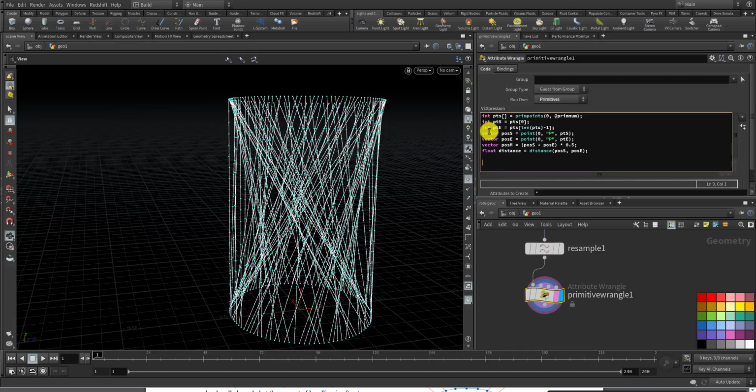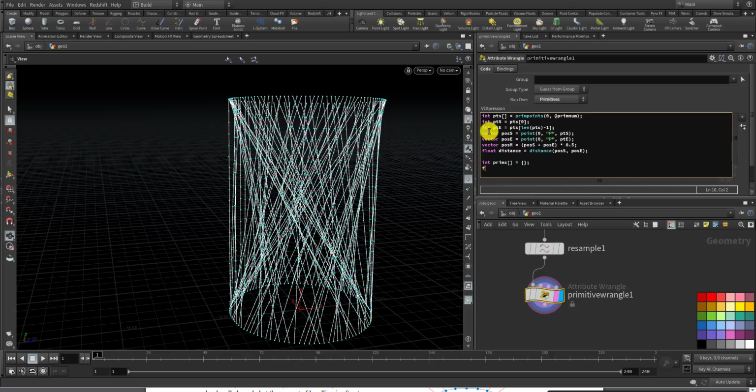Now let's make an empty list to store all the compatible pairs for each primitive, named as prims. Let's make it as an empty list. And now let's go through all the primitives from the zero network, the zero input. So n primitives.